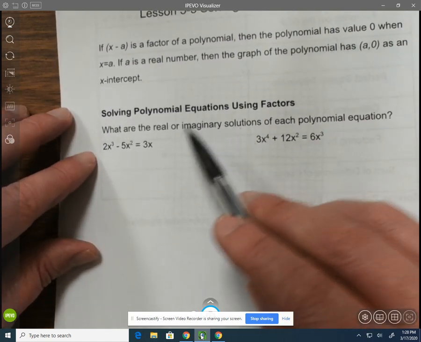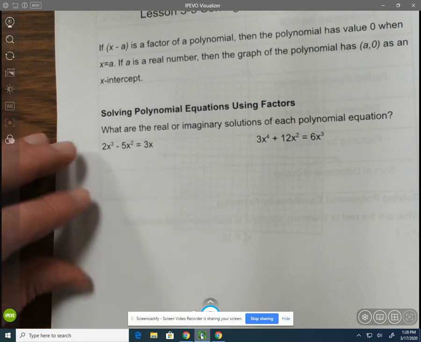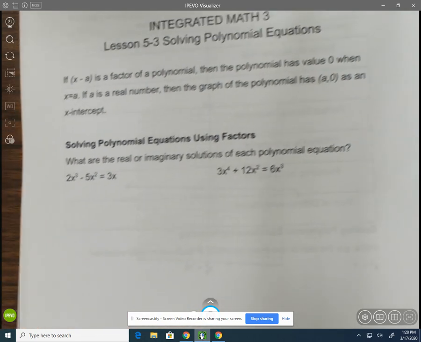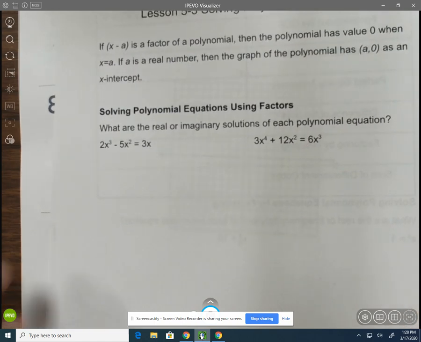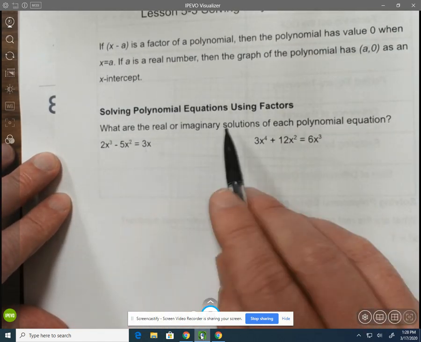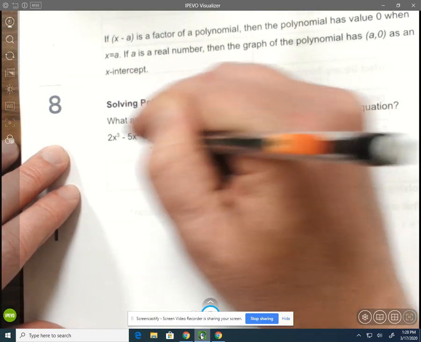Now, today we're also going to look at the fact that there are real and also imaginary solutions to some of these equations, and we're going to get into that a little bit. So let's go ahead and start. To solve a polynomial equation, again, we want to get one side equal to 0.